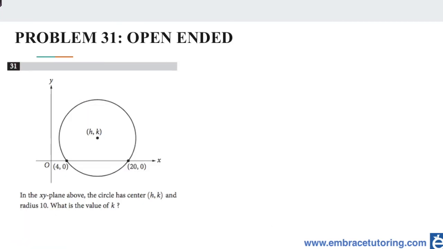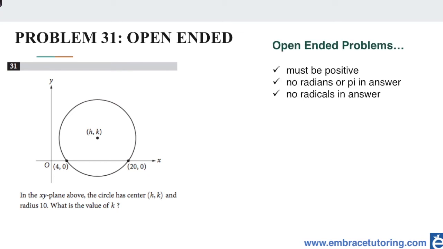Problem 31 takes us to the open-ended questions, and the major things you have to recall regarding the open-ended are that the answers must be positive, there's no radians or pi inside of your answer choices, and there's no radicals inside of your answer. So looking down here at problem 31, it says in the xy plane above, the circle has a center of (h, k) and a radius of 10. What is the value of k?